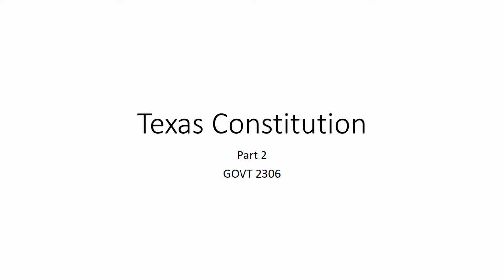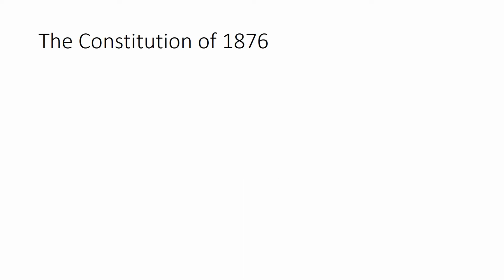I am going to finish up the Texas Constitution today, and we will discuss solely the current Constitution as it is in place in the state of Texas today. So the Constitution we're talking about is the Constitution of 1876. In 1875, a convention was called to rectify the shortcomings of the 1869 Constitution, and each delegate was selected by popular vote.